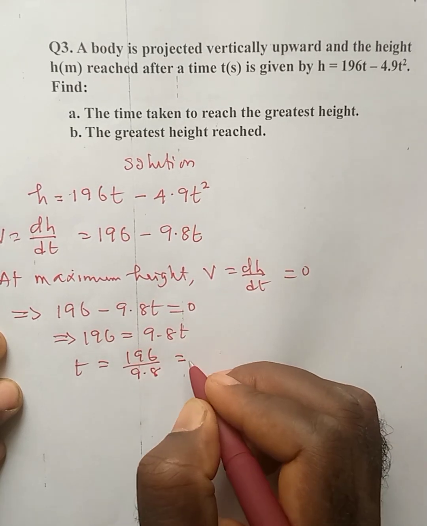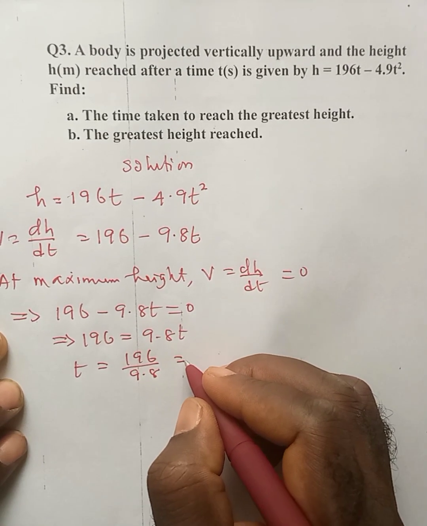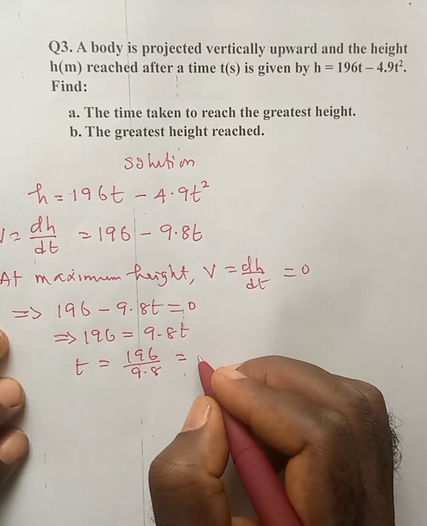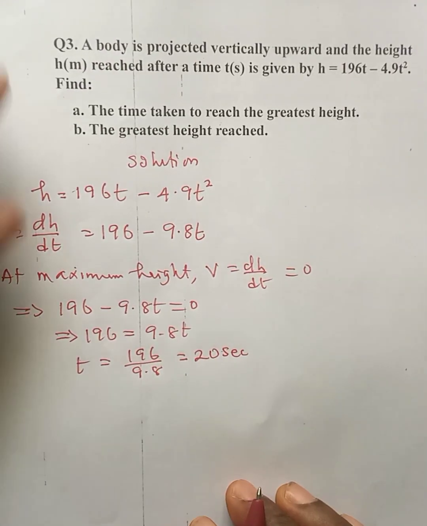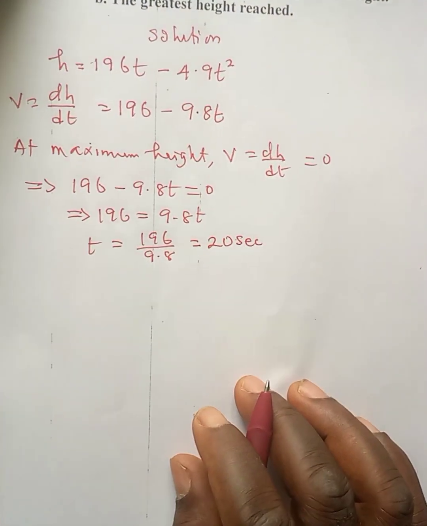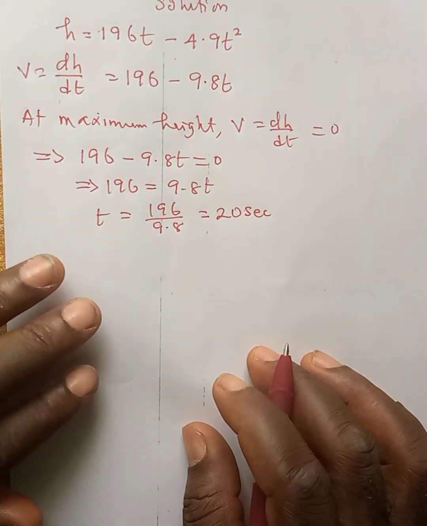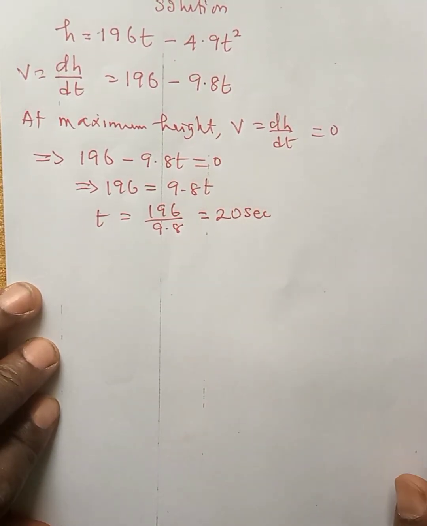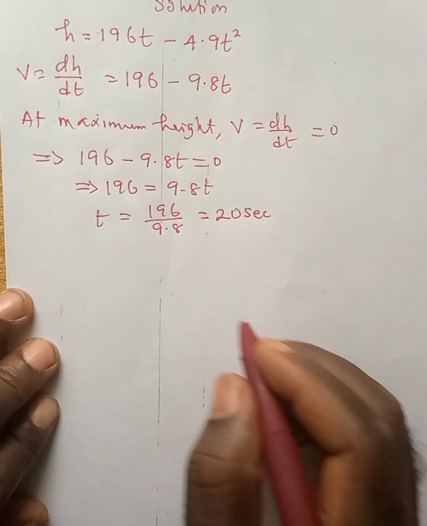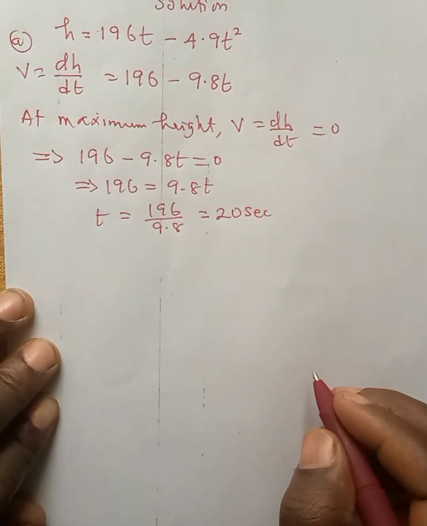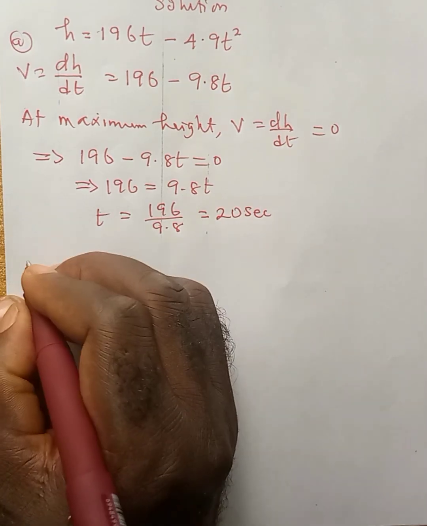And when you do this, this will give us 20 seconds. And then after this, we have gotten the time taken to reach the maximum or the greatest height. That is the first part of the question. Then the second part, we are to find the greatest height reached.